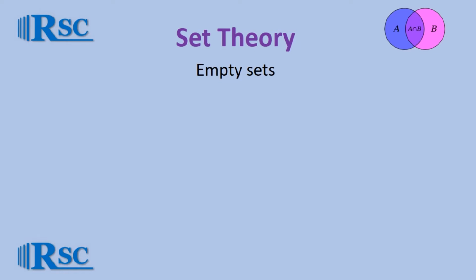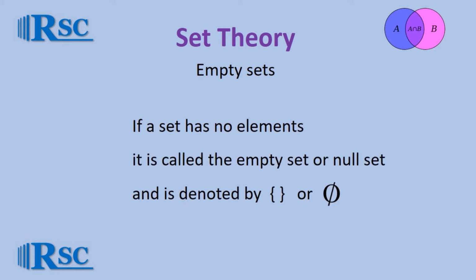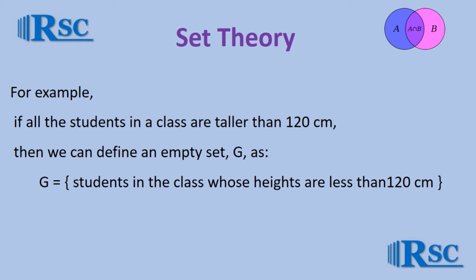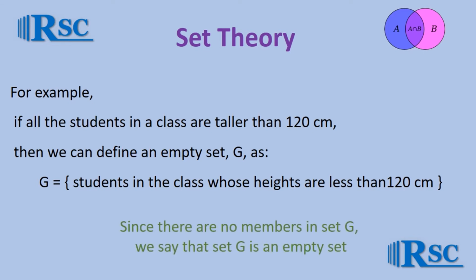And now let's go on to talk about empty sets. If a set has no elements, it is called an empty set or a null set. For example, if all the students in a class are taller than 120 centimeters, then we can define an empty set, let's say G, as the students in the class whose heights are less than 120 centimeters. Since there are no members in the set G, we say that the set G is an empty set.